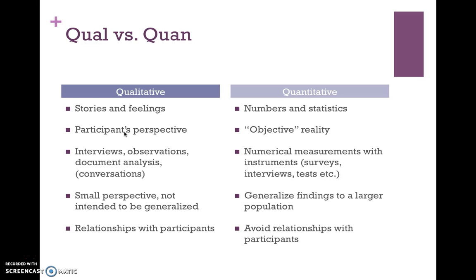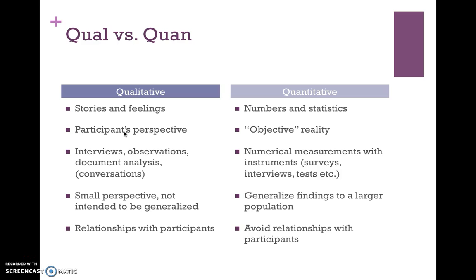Under qualitative, the methods that they use are interviews, observations, document analysis, and conversations, right? And under quantitative, you have numerical measurements only, with instruments such as surveys, interviews, tests, etc. So both of them have interviews, but the interviews in a quantitative research study would be very different. It would be more of a numeric interview, like on a scale of 1 to 10, how do you feel today? And the qualitative interview would be more like asking people about their experiences.